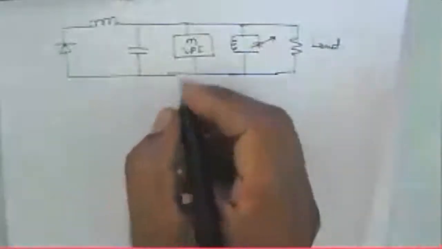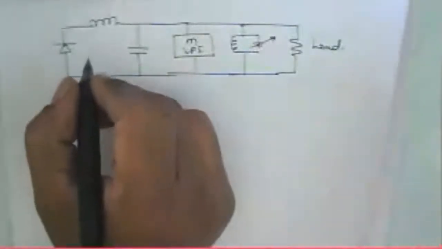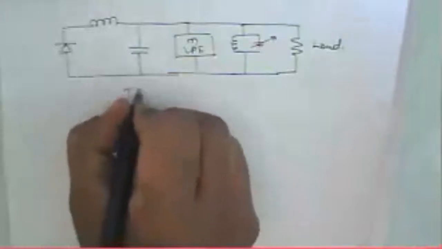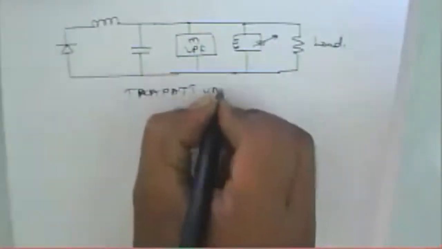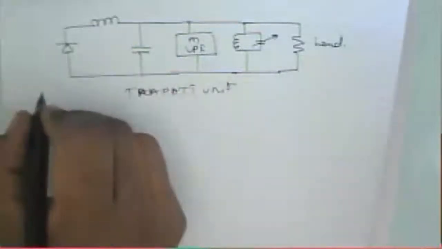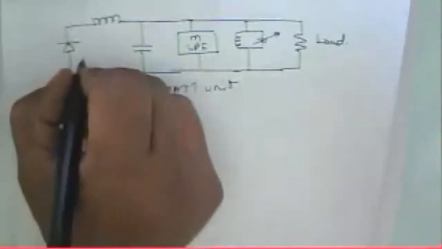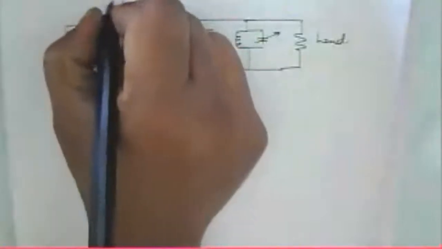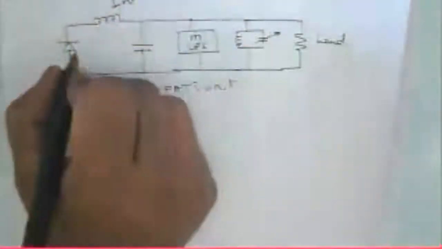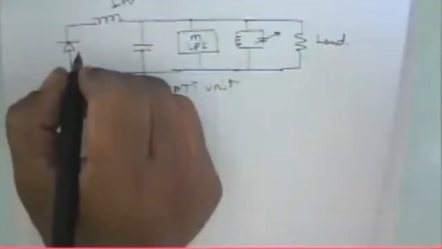This one is about a load here. For the tank circuit, it will be a variable here. And this one is completely nothing but a trapper unit. So this one we can consider as a complete diode. We have an inductance here.